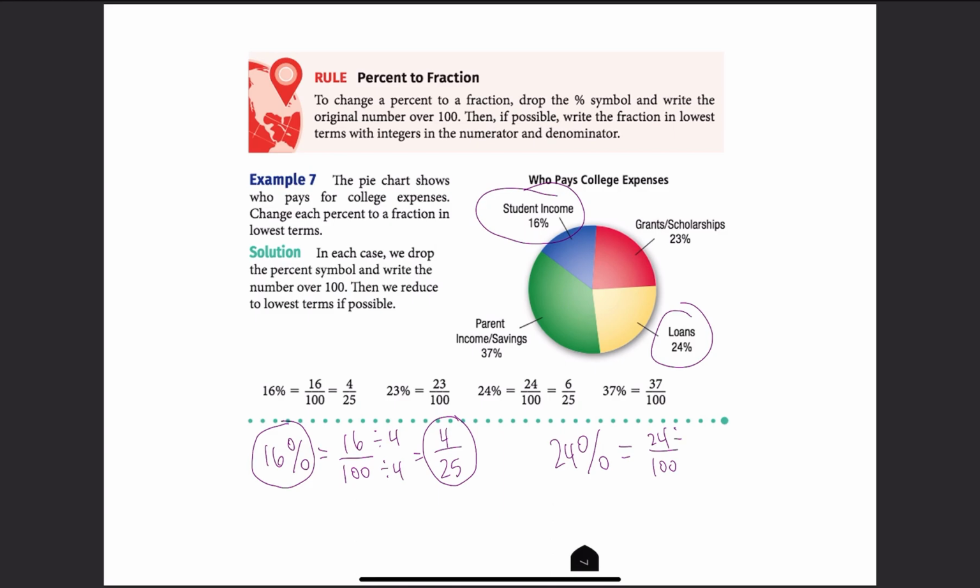For sure, 2 goes in. So let's start with that. 24 divided by 2 is 12. 100 divided by 2 is 50. Those are both still even, so 2 will go in again. 12 divided by 2 is 6. 50 divided by 2 is 25. And that looks like as small as it goes. So that's the reduced form of 24% as a fraction.